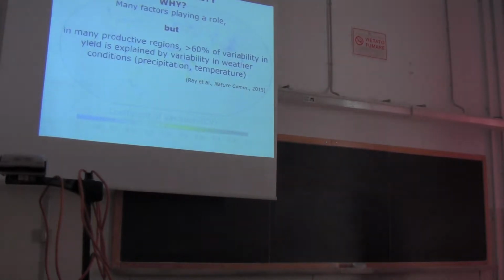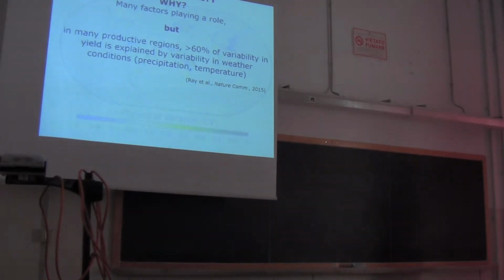So there are many factors playing a role in affecting yield stability. As in the case of Sweden, temperature and precipitation are key in many regions. They can explain more than 60% of the variability in yield in most of the productive regions.